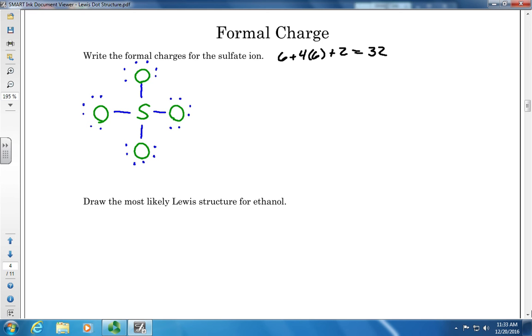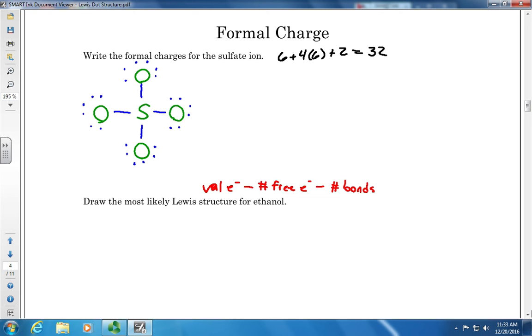Now, what is a formal charge? Formal charge is going to be your valence electrons minus the number of what I'll call free electrons. Not exactly free, but those are the little dots that you see around the oxygen. Each one we'll call a free electron. And then minus the number of bonds.